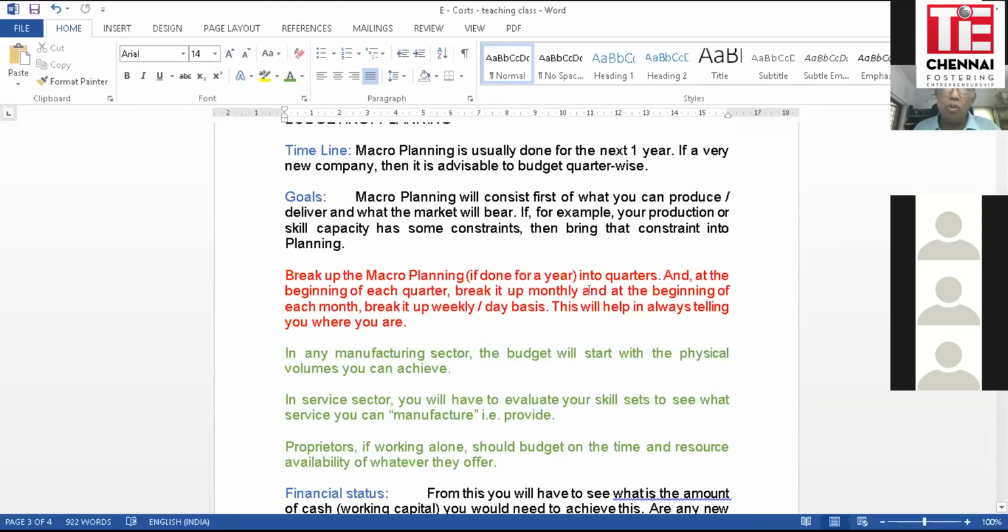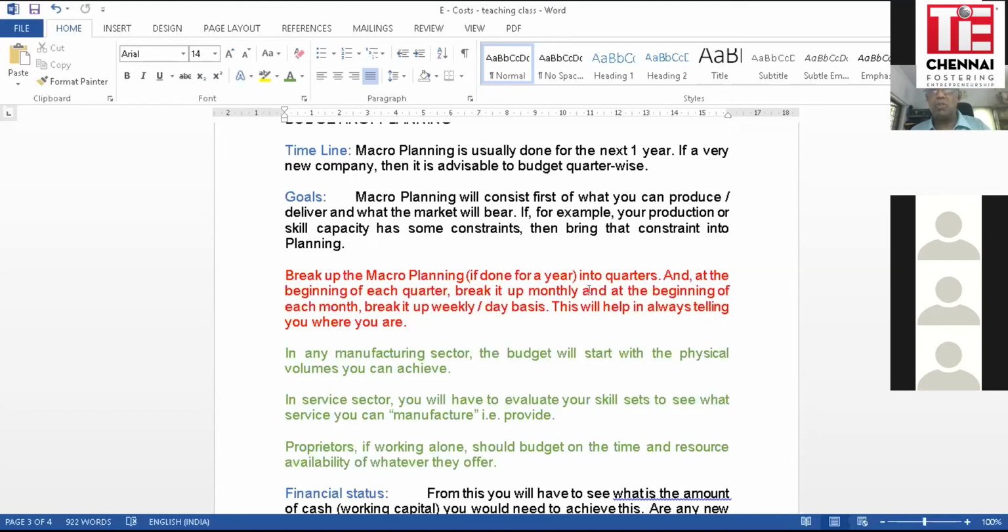Goals. What are the goals of planning? Macro planning will consist first of what you can produce and deliver and what the market will bear. Now, the two things I mentioned here. What you can produce and deliver. Do you have the wherewithal? If you say, for example, oh, each month I will do 5 market studies. Can you do 5 market studies? Do you have the people to do 5 market studies, or can you do only 2?